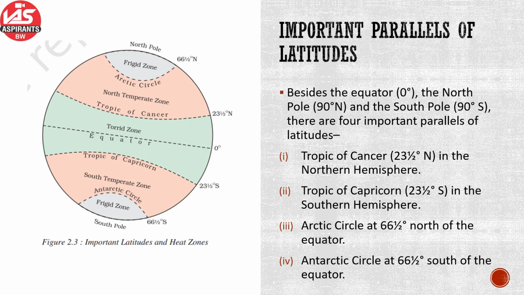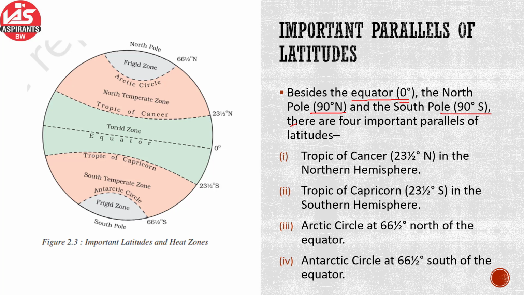ओके, let us move forward. अब हमने पढ़ लिया लैटिट्यूड्स क्या होती हैं, right, पैरेलल लाइंस और सर्कल्स, and they are not equal in size. Now what are some of the important parallels or latitudes? तो एक तो हमने equator किया which is 0 degrees and of course it does not have a north or south, and then we did the north pole 90 degree north and the south pole 90 degree south.